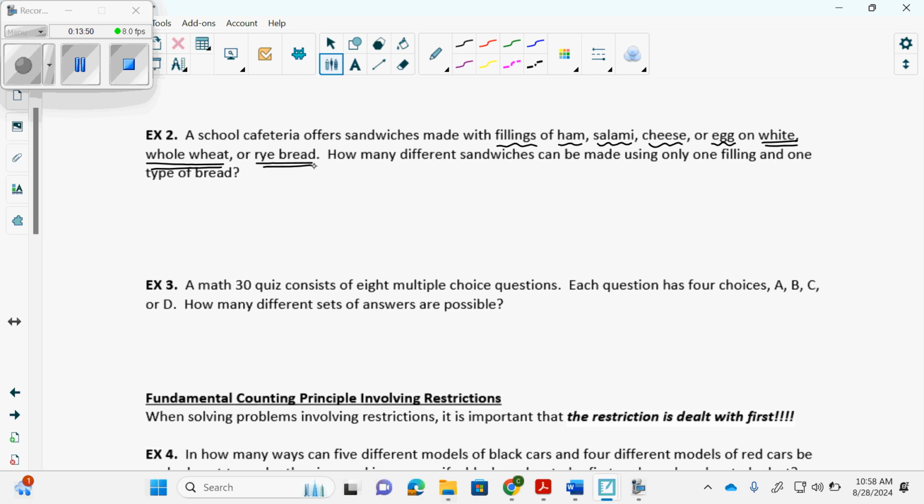Now remember, in order to use the fundamental counting principle, we have to have parts that make the whole, but we can only be choosing one option. So for example, if they wanted me to pick two fillings, two types of filling, like ham and salami or something, I can't use the fundamental counting principle. It has to only be one option picked. Okay? So let's keep reading, see if we can use it. How many different sandwiches can be made using only one filling and one type of bread? So I can use the fundamental counting principle. I can only have one filling and one type of bread. We agree? If it's more than one filling, I can't use this.